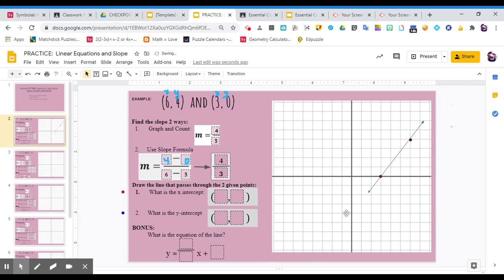All right, so there's my line that passes through the points 6, 4, and 3, 0, and has a slope of positive 4/3. You can tell it's positive because it's going uphill. The next thing we need to do is find the x and y intercept. So I'm going to grab my red point and look along my x-axis for where the line intersects or crosses.